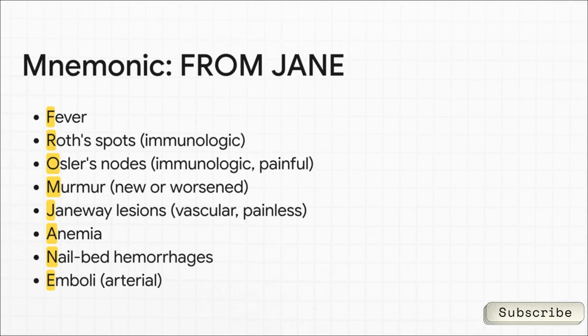M is for murmur, specifically a new one or one that's changed. J is for Janeway lesions, which are painless. A is for anemia. N is for nail bed hemorrhages, also called splinter hemorrhages. And E is for emboli. Just remember From Jane, and you've got this.